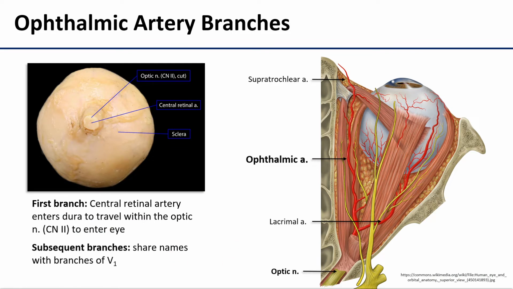The subsequent branches that come off then are going to share the names of branches of V1 that they run with. So we have a lacrimal artery, we've got a supratrochlear artery, and if I had a little bit more on this picture here, we would see a supraorbital as well.